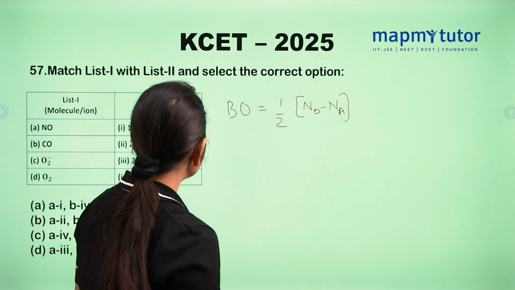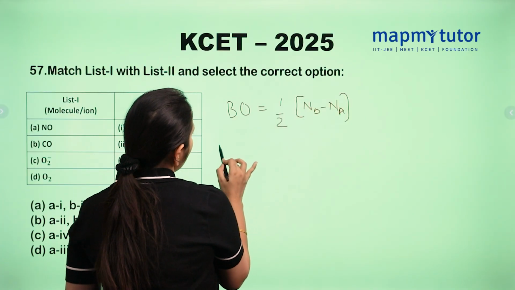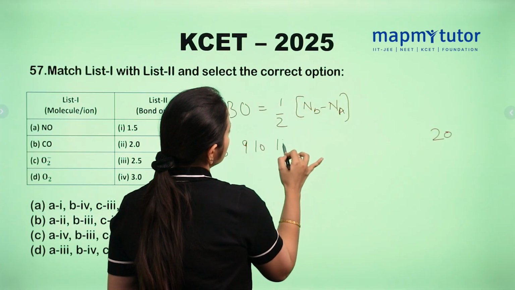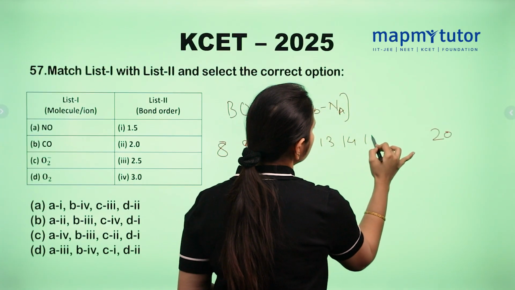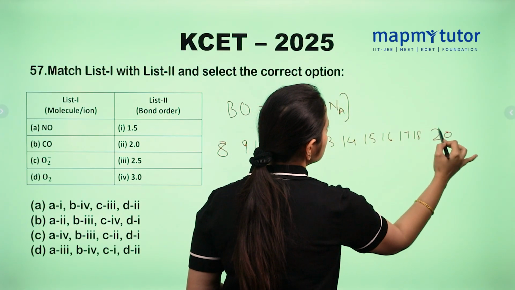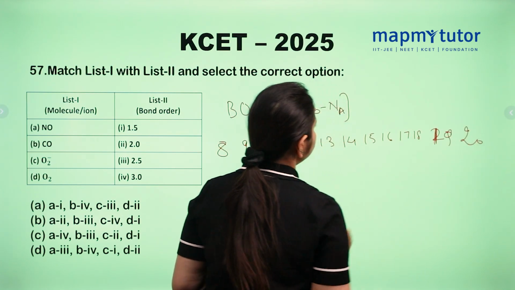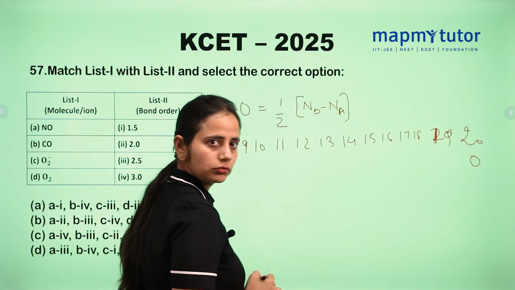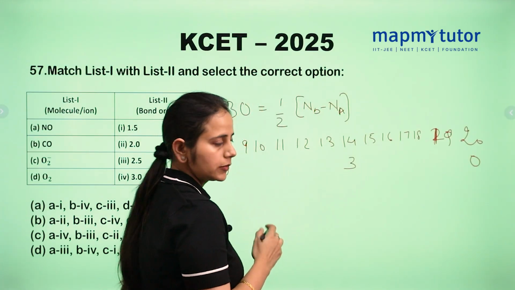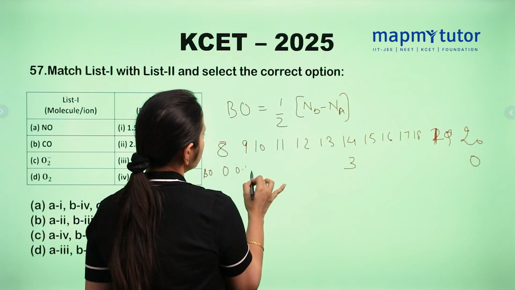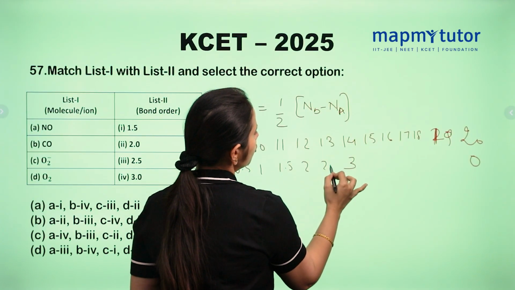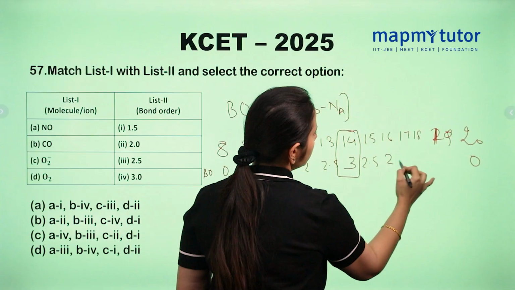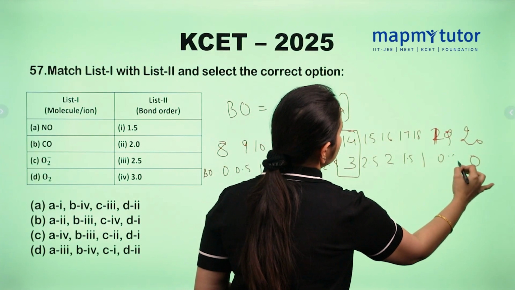So we will solve this question with the help of a trick. For this, write down the number of electrons from 8 to 20, that is 8, 9, 10, 11, 12, 13, 14, 15, 16, 17, 18, 19 and 20. The bond order starts from 0 and ends with 0, and for 14 it will be 3. Just go in increasing order: 0.5, 1, 1.5, 2, 2.5 and 3. And again decreasing order: 2.5, 2, 1.5, 1, 0.5 and 0.